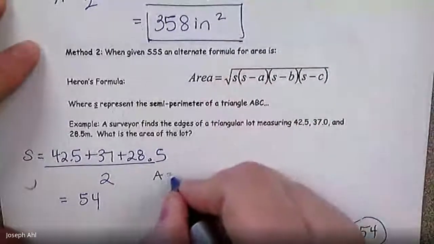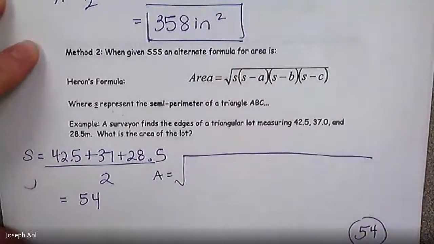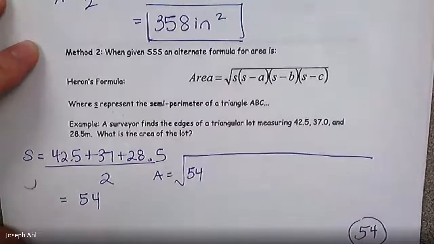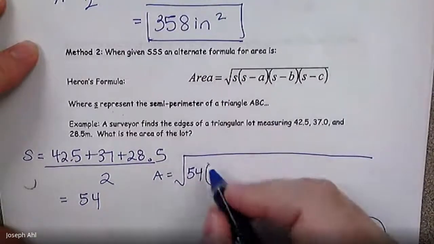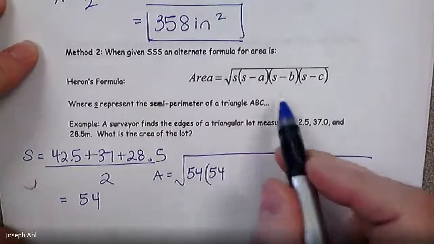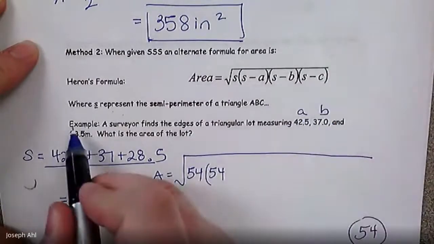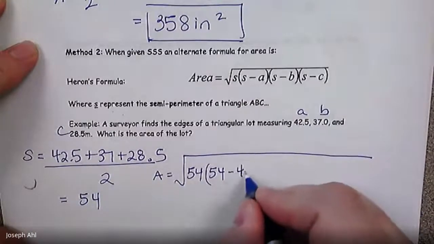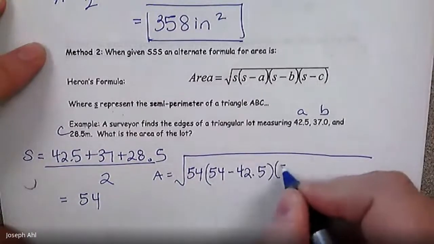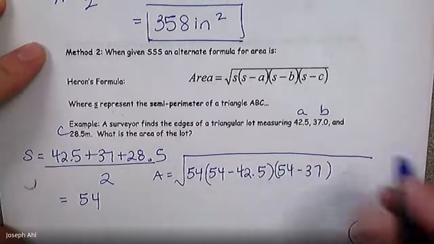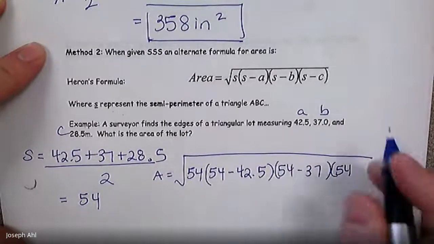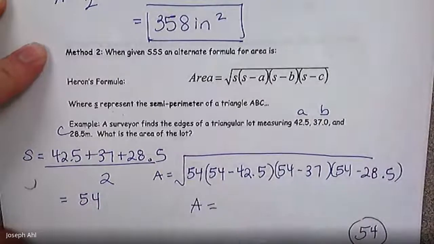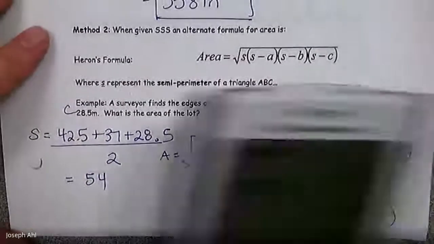So therefore, the area equals big radical. First thing we're going to write is S, which is 54, times 54 minus, it doesn't really matter which one you call A, B, and C. But A is 42.5, so 54 minus 42.5, and then 54 minus 37. Finally, last one, 54 minus 28.5, okay? This is another way to calculate area of a triangle given all 3 side lengths.